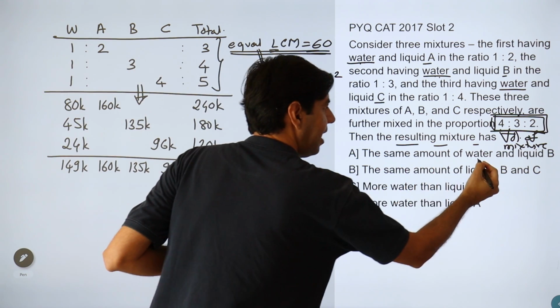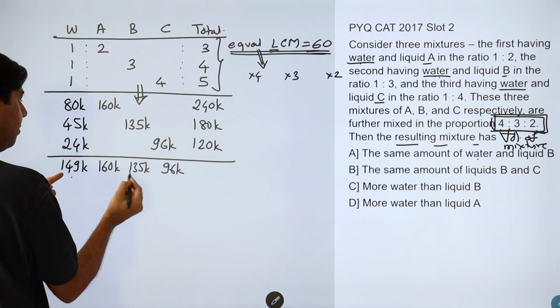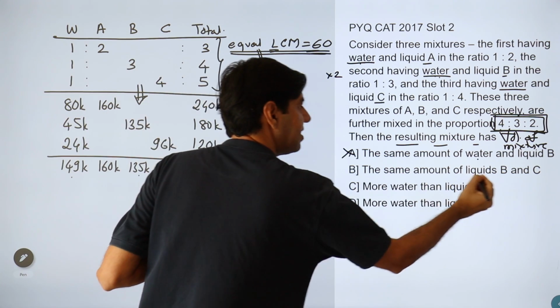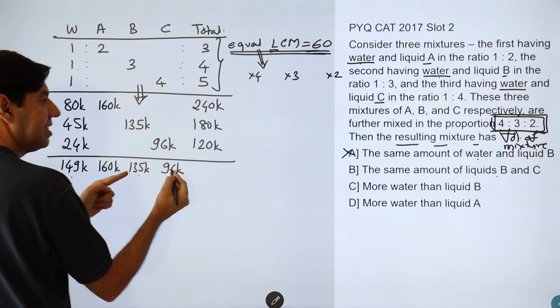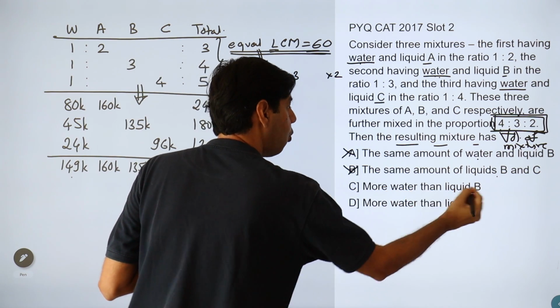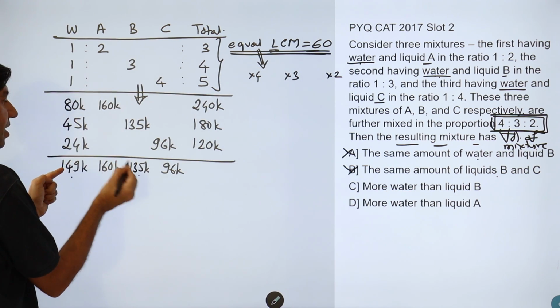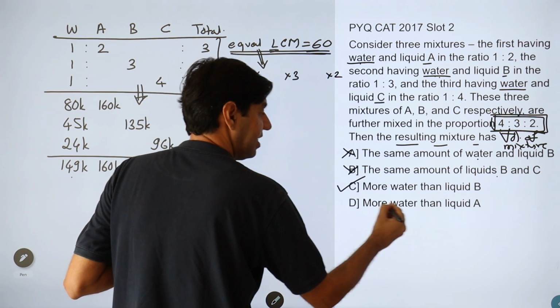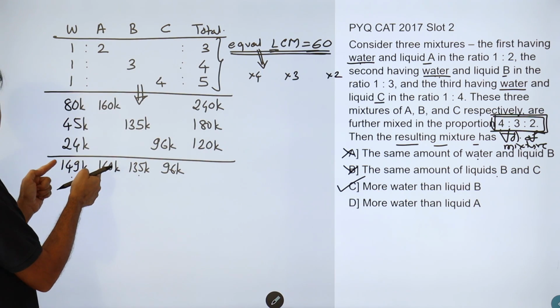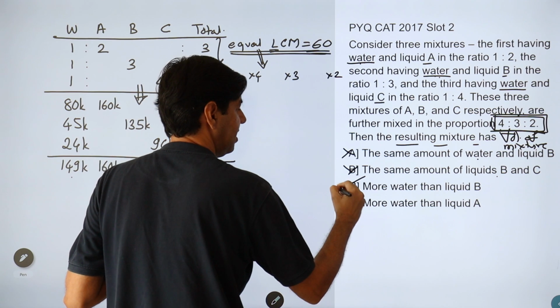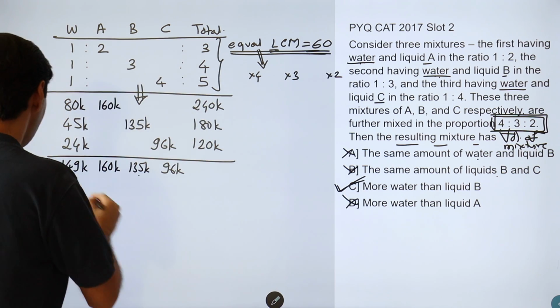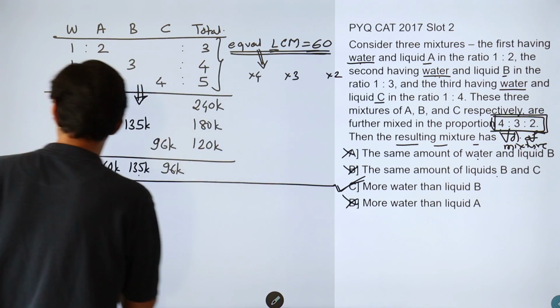So does it have the same amount of water and B? B is this? No. Do the B and C are same? B and C are same? No. Is there more water than B? Water, B. Yes. Is there more water than A? A is 160. No. So C is my answer. Simple. Now, so this is a little logical.